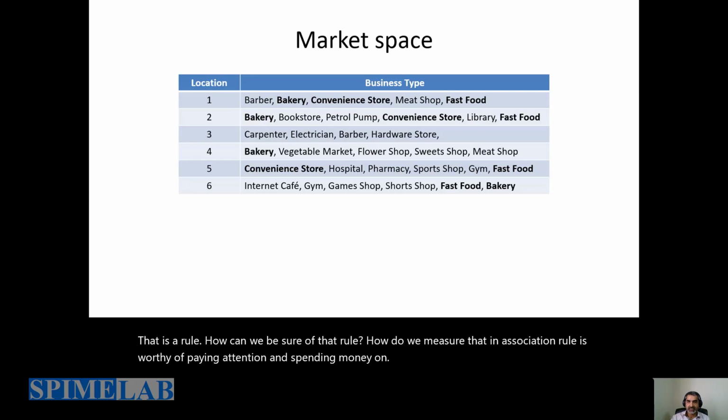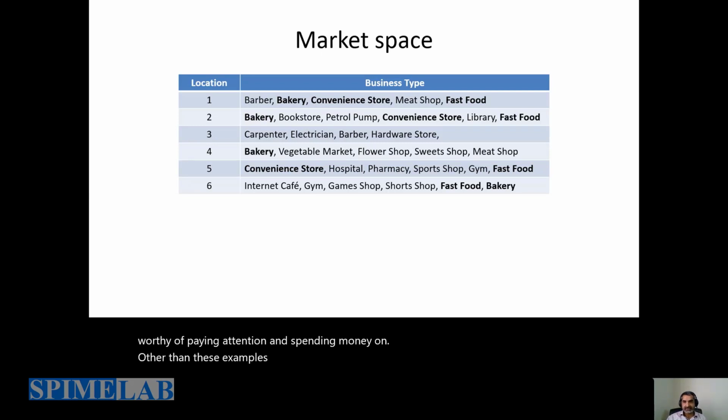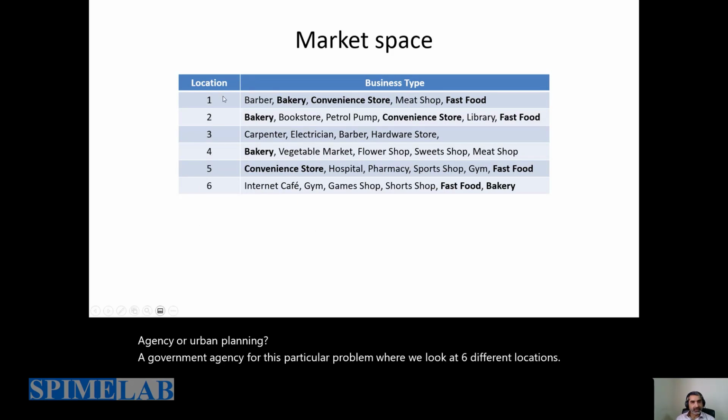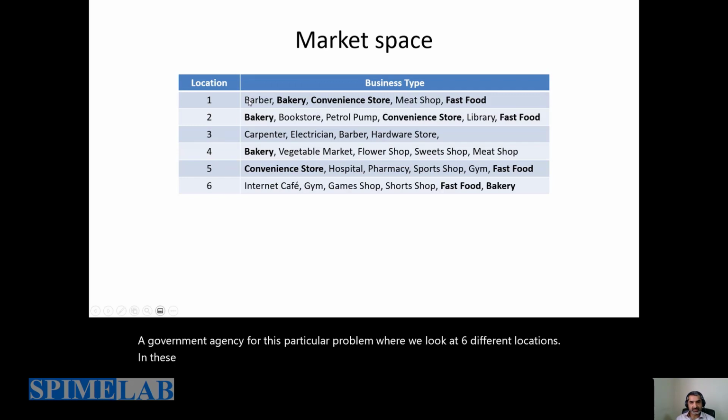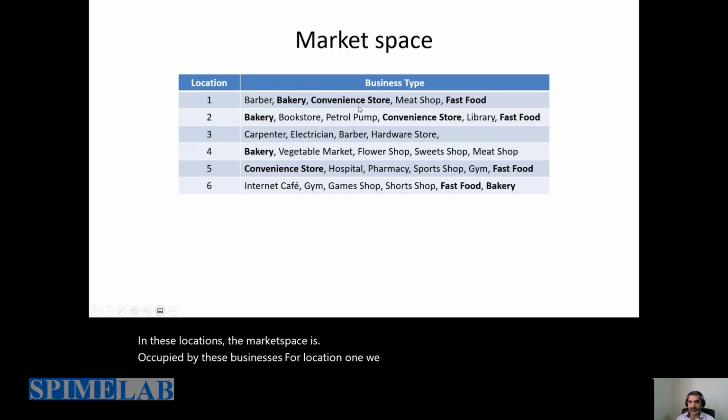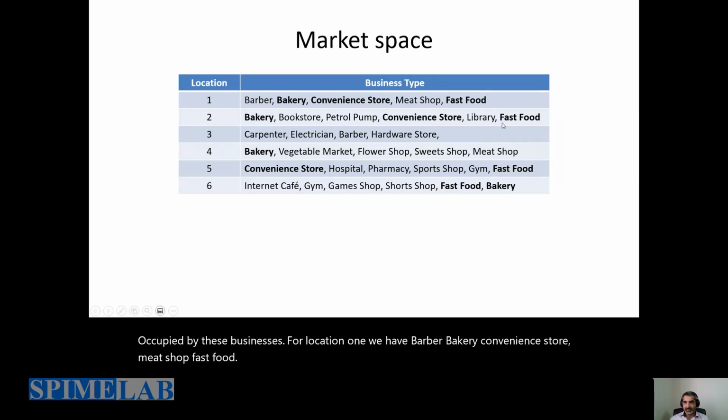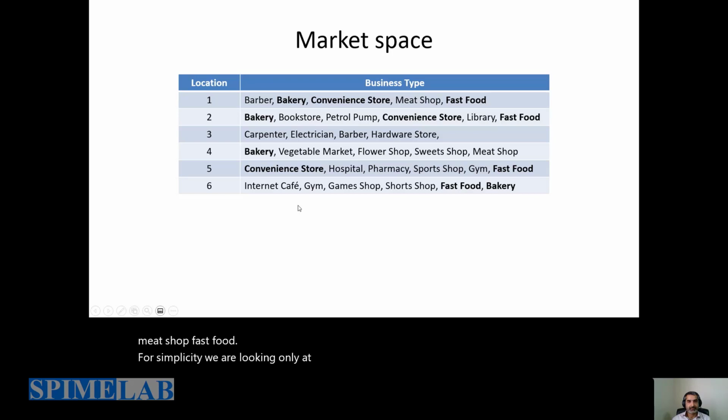Other than these examples, we can act as a market space investment agency or an urban planning government agency. For this particular problem, we look at 6 different locations. In these locations, the market space is occupied by these businesses. For location 1, we have barber, bakery, convenience store, meat shop, fast food. For simplicity, we are looking only at 6 transactions, but we can consider them as 6,000 different locations.